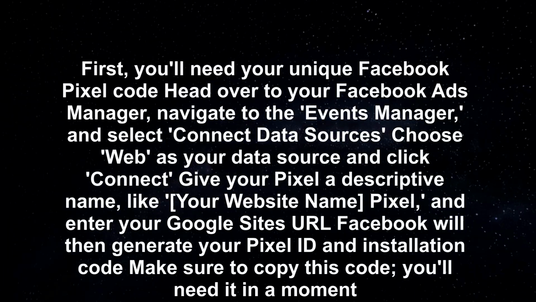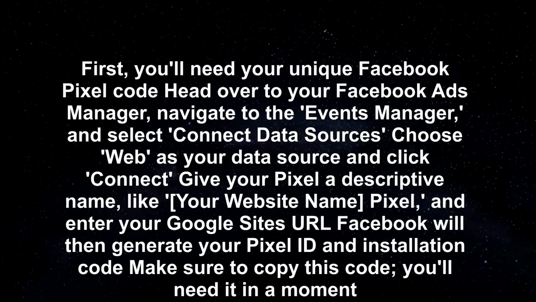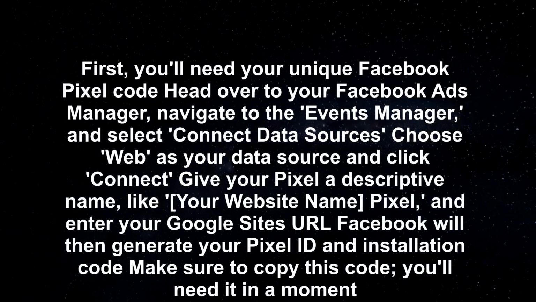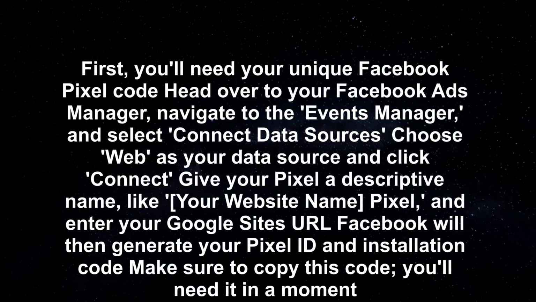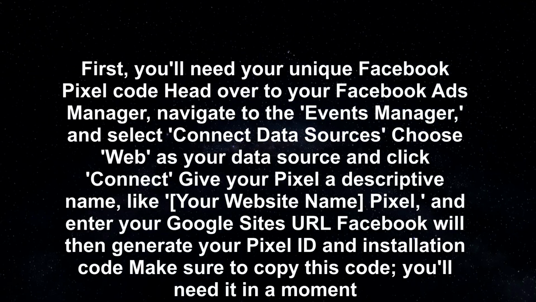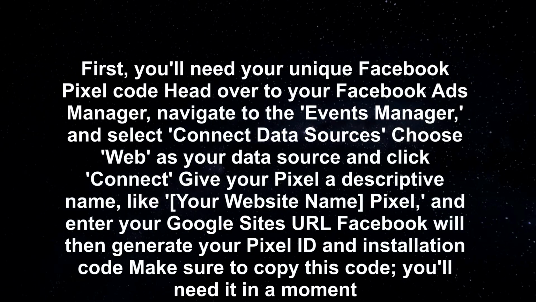Head over to your Facebook Ads Manager, navigate to the Events Manager, and select Connect Data Sources. Choose Web as your data source and click Connect. Give your pixel a descriptive name, like your website name Pixel, and enter your Google Sites URL. Facebook will then generate your Pixel ID and installation code.